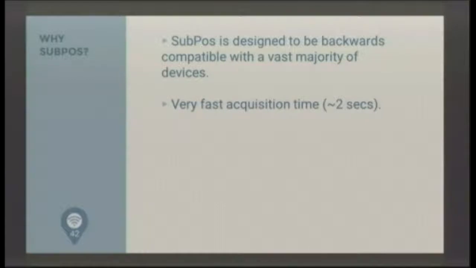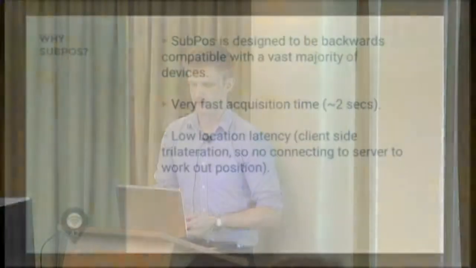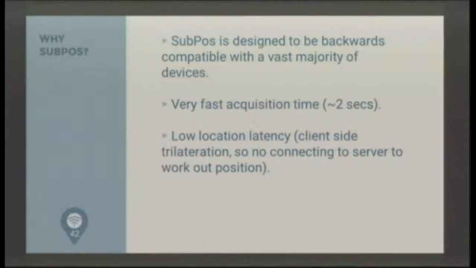Very fast acquisition time. One of the biggest issues you have is if you're using, say, Google's location, Wi-Fi location, it does take a little while to actually determine your position. This will get you your position within a Wi-Fi scan period on your device. So you can quite quickly determine where you are. Alongside that, low location latency is another major factor. When you get your position through an external service, you've got to scan, send the data, wait for that to calculate, send it back, and that can be up to 5 to 10 seconds in some instances, depending on which system you're using. So you can know where you are quite instantly, much like GPS, essentially.